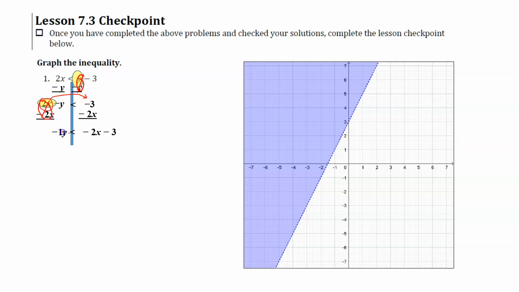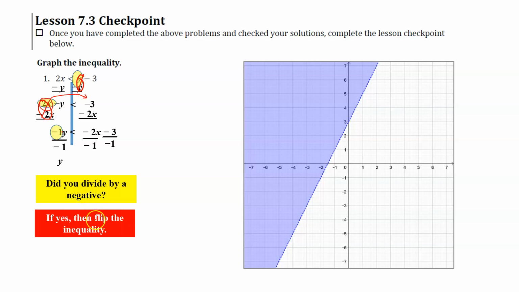What's the opposite of multiplying? Dividing. And note, did we divide by a negative just now? Yes, we did. So we're going to flip that inequality. And notice that that inequality flips. And notice here that negative 1 divided by negative 1 is 1, so y is greater than 2x. Bring down the x. And negative 3 divided by negative 1 is positive 3.